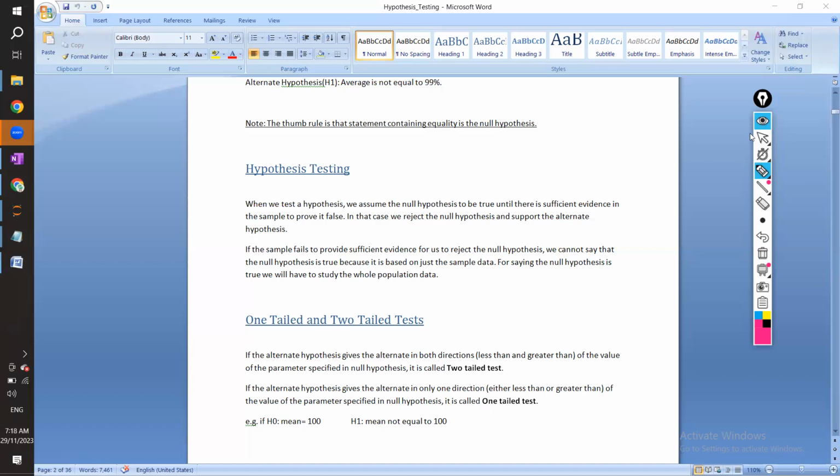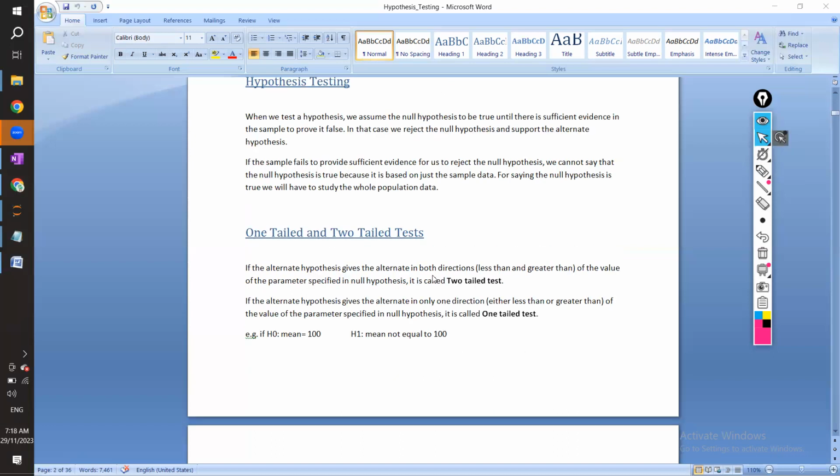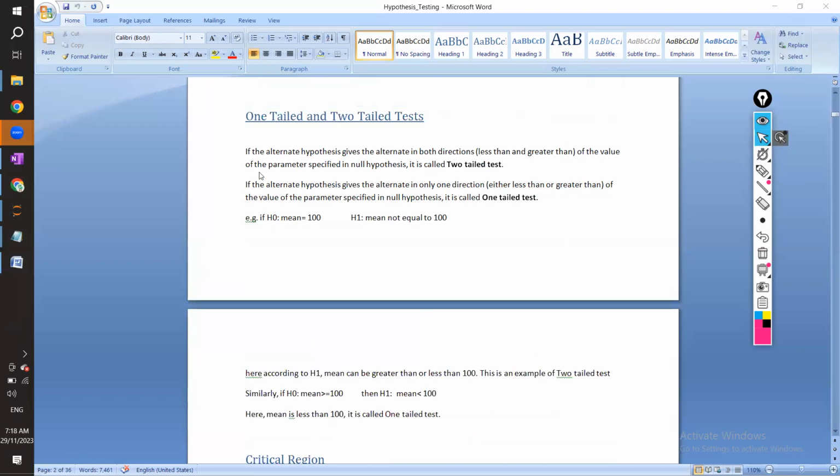So there are one-tailed and two-tailed tests actually. What are one-tailed and two-tailed? If the alternate hypothesis gives an alternative in both directions, less than or greater than the value of the parameter specified in the null hypothesis, it's called two-tailed. If it is only one way, it is one-tailed. Simple guys, don't get confused.